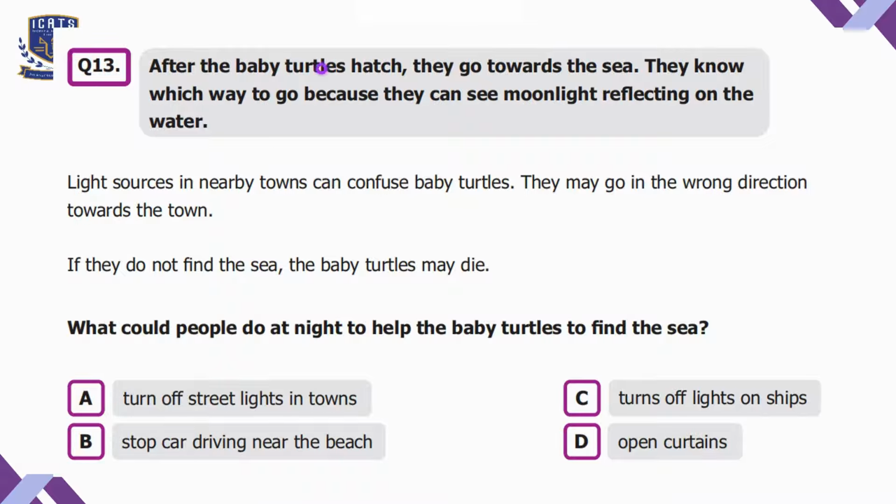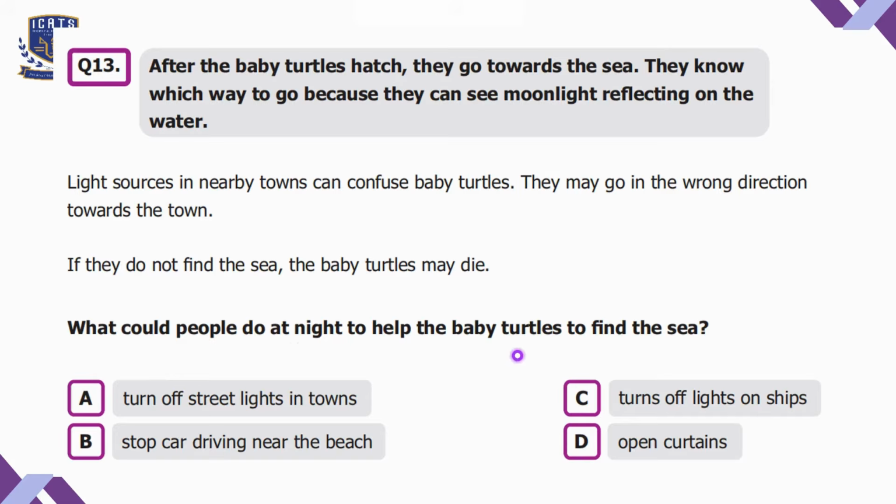Question number 13. After the baby turtles hatch, they go towards the sea. They know which way to go because they can see moonlight reflecting on the water. Light sources in nearby towns can confuse baby turtles. They may go in the wrong direction towards the town. If they do not find the sea, the baby turtles may die. What would people do at night to help the baby turtles to find the sea?